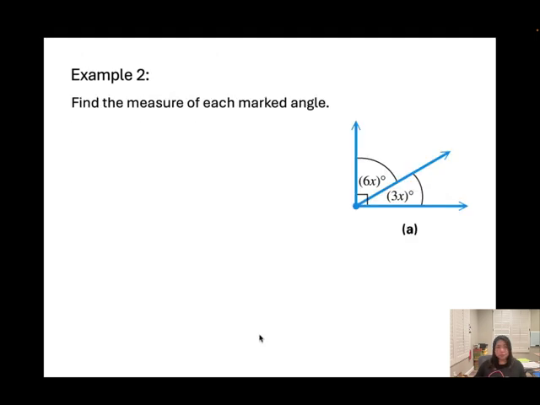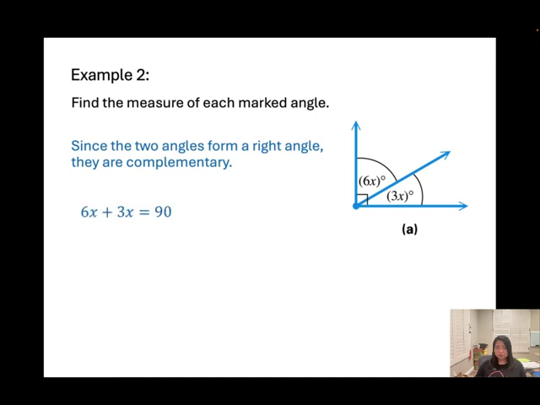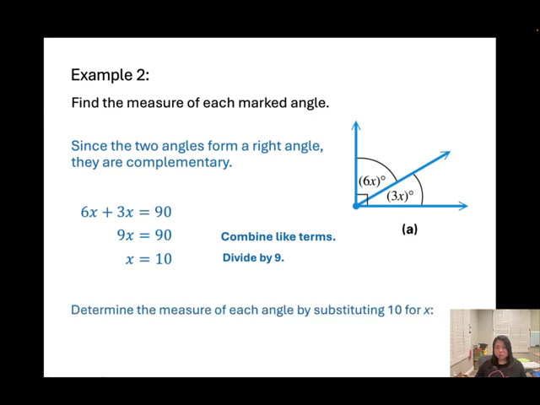Example 2, find the measure of each marked angle. You could see we do have the white angle here. White angle means 90 degrees. So the sum of these two angles will be equal to 90 degrees. We're going to combine the x terms and then divide by 9 on both sides. So we found x equals 10, but we are not done yet. We have to plug it back in to find out what the complementary angles are. So you should get 60 and 30 degrees.